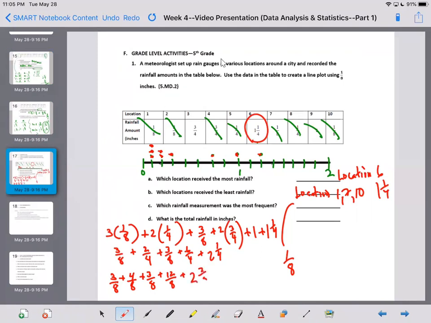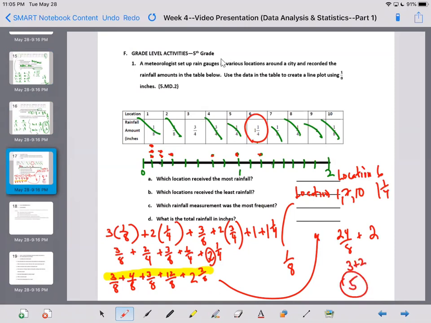So to find that total, we would just add up all of the numerators, 3, 4, 3, 12, and 3. And so that should give us 24/8 plus the 2 wholes that we already had. Well, 24/8 is actually 3 wholes plus the 2, so we should have 5 inches of rain with everything total.